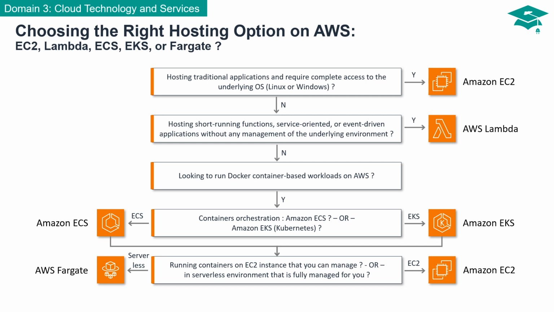If you prefer to manage your EC2 instances, go with Amazon EC2. If you want a fully managed, serverless environment for your containers, AWS Fargate is the way to go. By following this decision tree, you can make an informed choice about the hosting option that best suits your specific application needs and preferences.